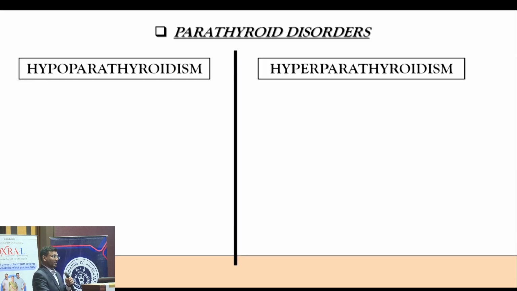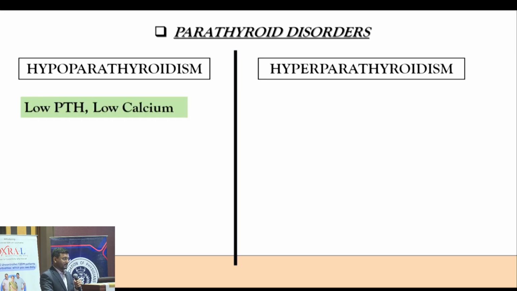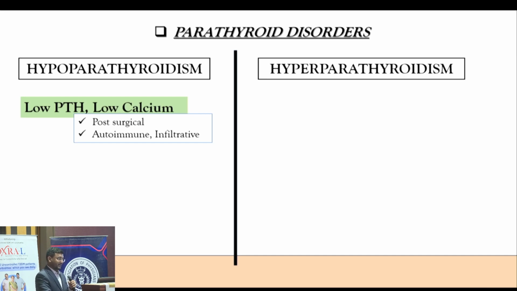Now, the group of parathyroid disorders are basically hypoparathyroidism and hyperparathyroidism. So what is hypoparathyroidism? Simply, it is low PTH, low calcium. Basically, it is PTH deficiency. The most common cause is post-surgical. Any thyroid or parathyroid surgery can cause transient or permanent hypoparathyroidism. Other causes are autoimmune or infiltrative disorders like thalassemia or hemochromatosis.